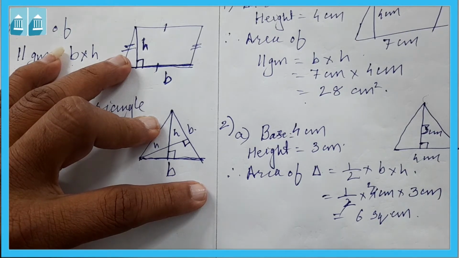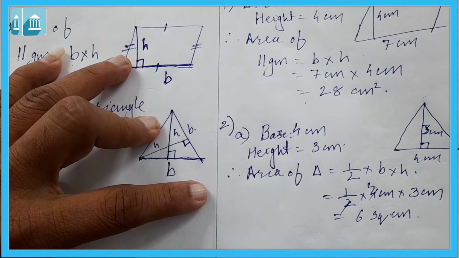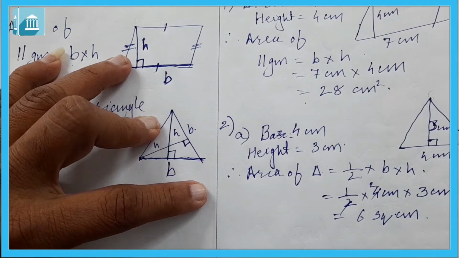So in this way, for the other B, C and D, the base and height are given there, and you have to do it by using the same formula, half into base into height. So you have to do that by yourself.